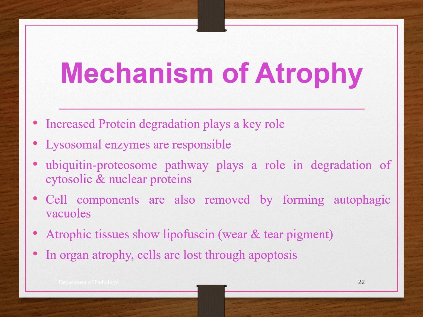Atrophic tissue shows lipofuscin, which is also called wear and tear pigment. In organ atrophy, cells are lost through apoptosis. So wear and tear pigment is lipofuscin. It is seen in atrophic tissues.